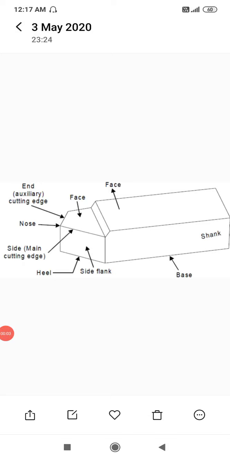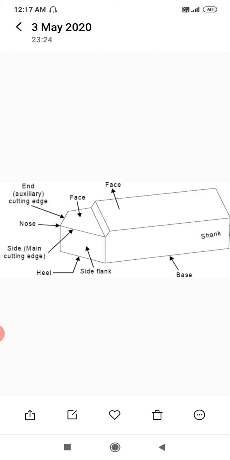Nomenclature of single point cutting tool. The word nomenclature is derived from Latin. In Latin, nomen means name and clare means to call, naming the various spots and angles of the single point cutting tool. Let's see what are the parts in the single point cutting tool.